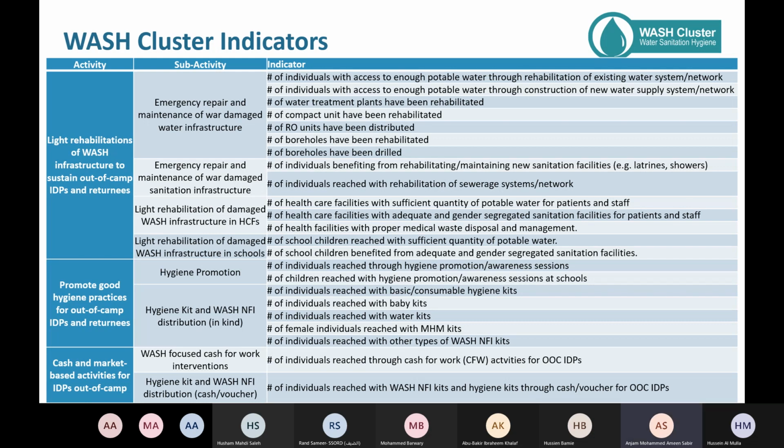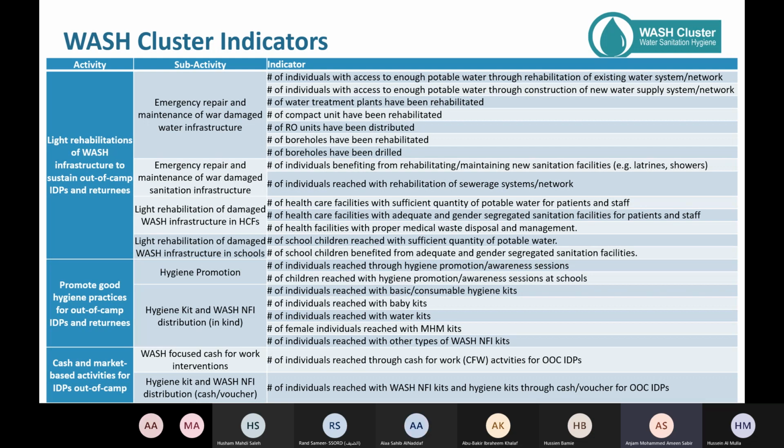For hygiene promotion, we have two indicators: number of individuals reached through hygiene promotion awareness sessions. This is a general session, whether you do it door-to-door, through focus group discussions, or use any modalities of hygiene promotion. And then the number of children reached with hygiene promotion awareness sessions at schools.